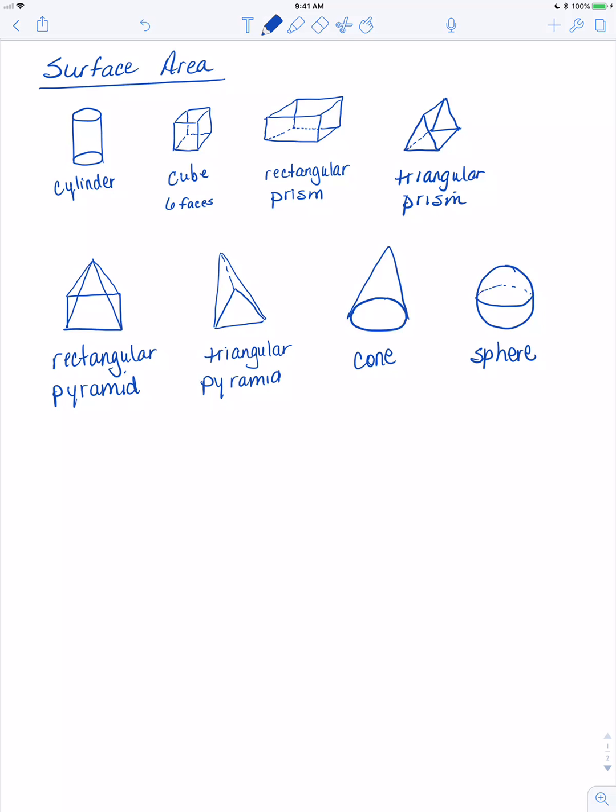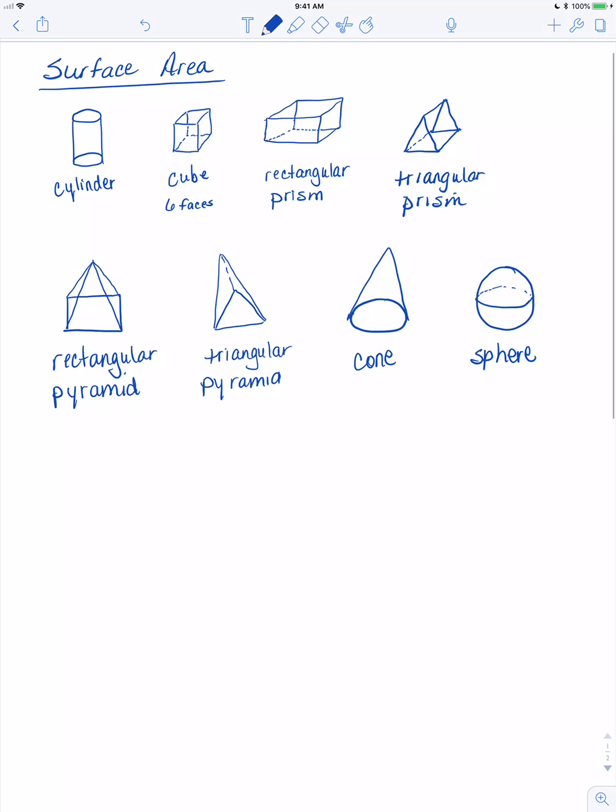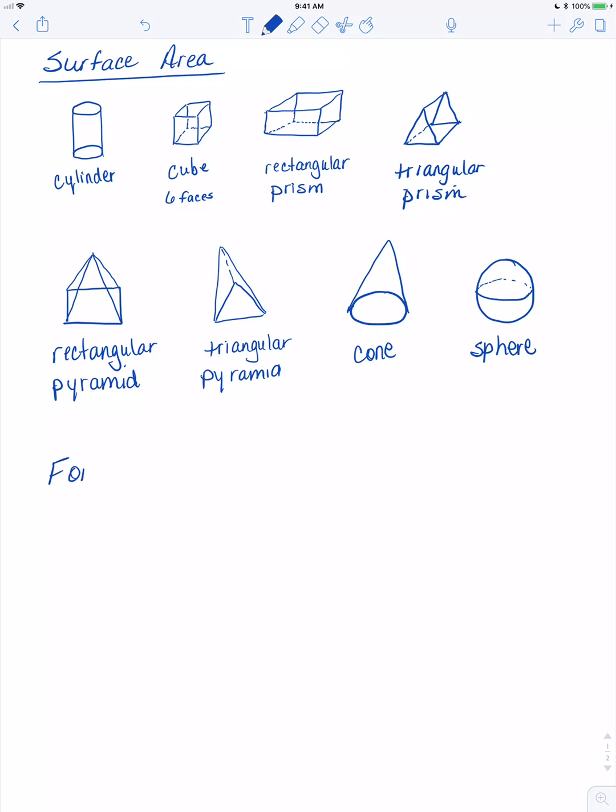Now, the formula for any of these kind of shapes for the surface area in your book is going to have it different than what I'm telling you. So just go with mine. All right. And it's going to be a bunch of letters here, but then we'll explain what all these letters mean. Okay, so S is for surface area. So the surface area.